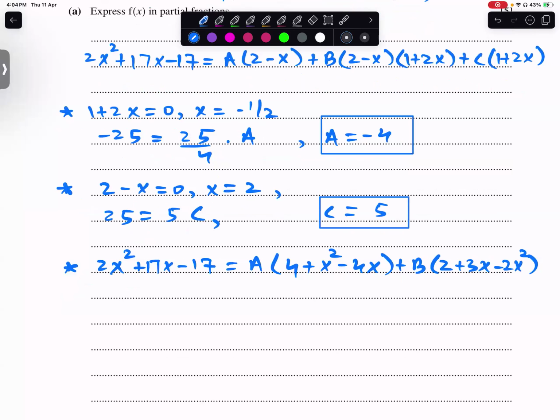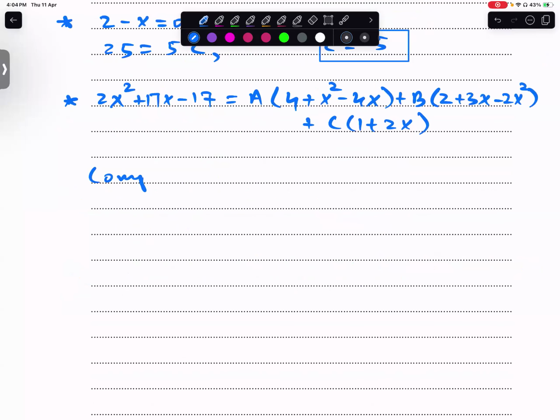So coefficient of x, let's compare. Then you can compare any power. So left side is 2 and right side is a minus 2b. So my a was minus 4.